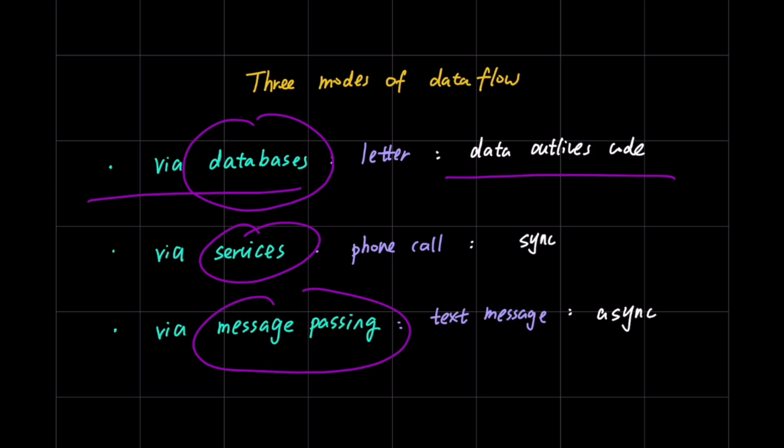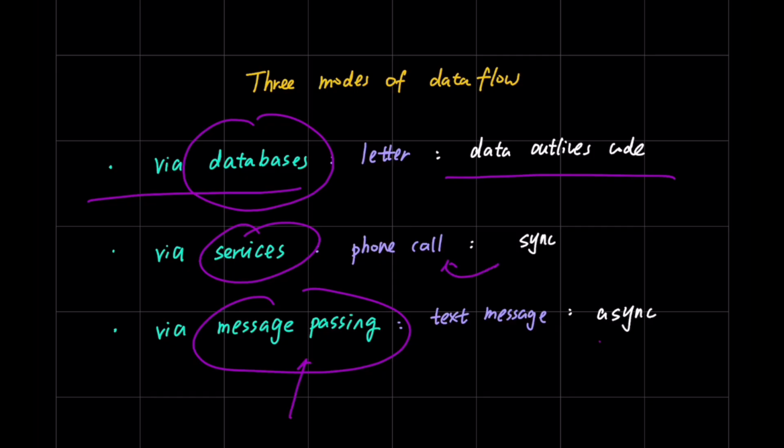The second mode is via services. We can use a web service as an example. If a service is built upon HTTP, it's called a web service. The difference between services and databases is that databases have fewer restrictions on how you read and write data, whereas services only expose certain APIs to the client. In addition, services are more synchronous. That's why I use a phone call as an analogy here.